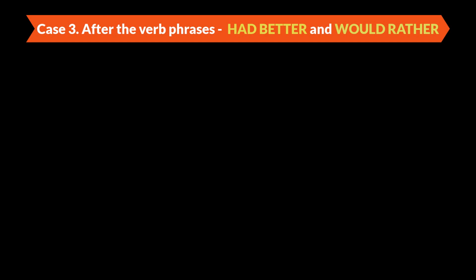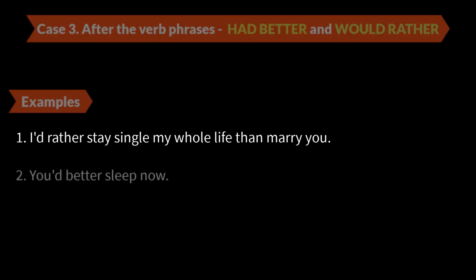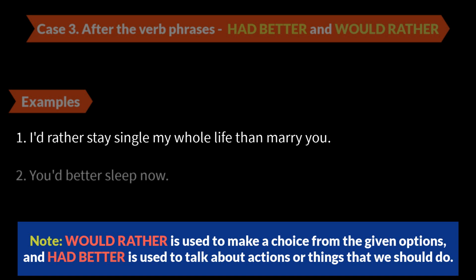In case number 3, we follow a zero infinitive after these phrases, after had better and would rather. Let us take some examples. I'd rather stay single my whole life than marry you. Would rather is used to make a decision out of the choices that you have. So I have two choices. I can marry you or I can stay single my entire life. And what did I choose? I chose to be single my entire life. So I'd rather stay single. Stay is the zero infinitive coming next to the phrase would rather, right?